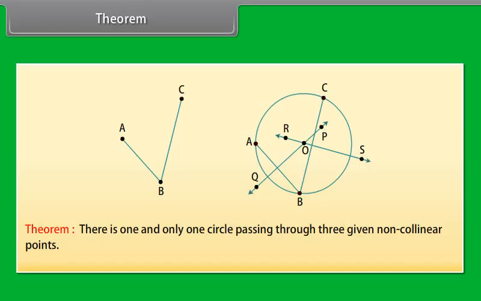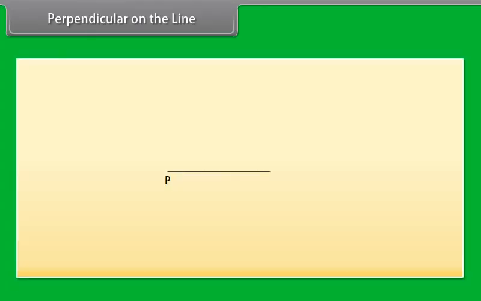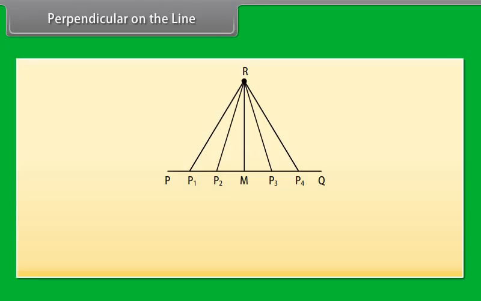passing through three given non-collinear points. Perpendicular on the line. If we take a line PQ and a point R outside it, we know that there are an infinite number of points on the line, say P1, P2, M, P3 and P4. Join these points to the point R. We can see that RM is perpendicular to PQ. Then RM is the distance of PQ from R. Or we can say that the length of the perpendicular from a point to a line is the distance of the line from the point.